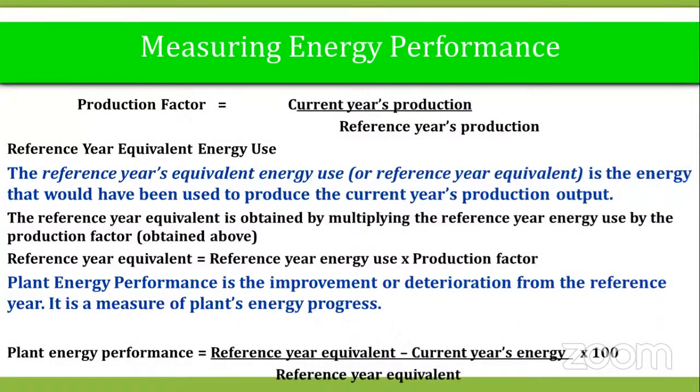So, measuring energy performance: production factor is equal to current new year production divided by reference year production. So that is the production factor. Reference year equivalent energy use: the reference year equivalent energy use is the energy that would have been used to produce the current year's production output. It may be the same or it may be higher or lesser depending on the value. The reference year equivalent is obtained by multiplying the reference year energy used by the production factor.